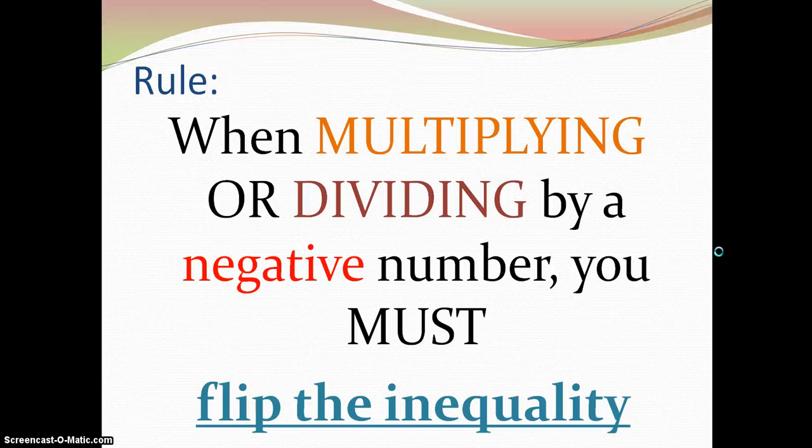Please make sure you're writing this down. When you're multiplying or dividing on both sides by a negative number, you must flip the inequality. So your less than becomes a greater than, and vice versa. Same thing with the or equal to's. You need to make sure you're flipping it over. So let's take a look at two examples where we involve multiplying and dividing.